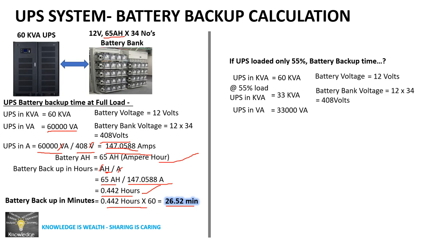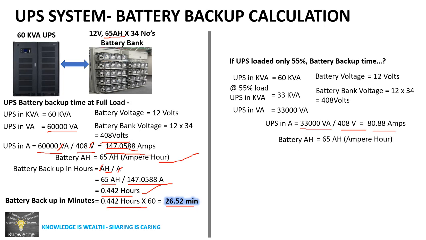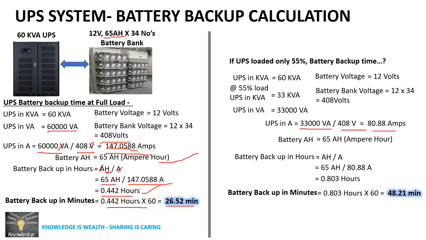We know the battery bank voltage is 12 into 34, it is 408 volts. To calculate the UPS current in amperes, 33,000 volt ampere divided by 408 volts, it is 80.88 amperes. As we know the battery is 65 Ah, battery backup in hours is battery capacity divided by amperes. So 65 Ah divided by 80.88 is 0.803 hours. If you want it in minutes, simply multiply with 60, so 0.803 into 60 is 48. So the 60 kVA UPS working at a load of 55% connected with a 65 Ah, 34 number battery bank will give you around 48 minutes of battery backup.